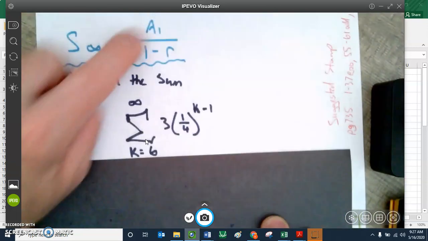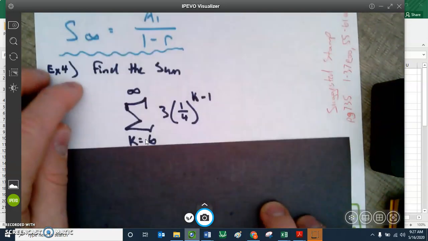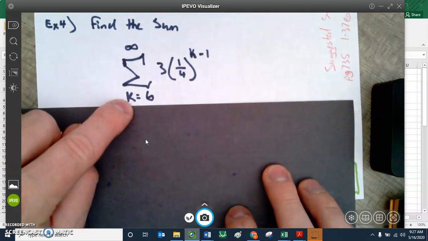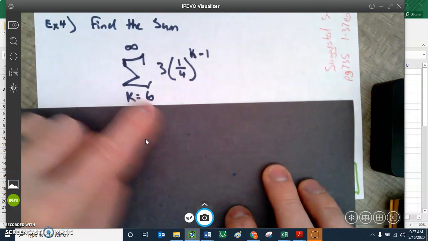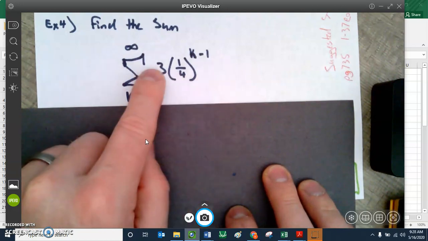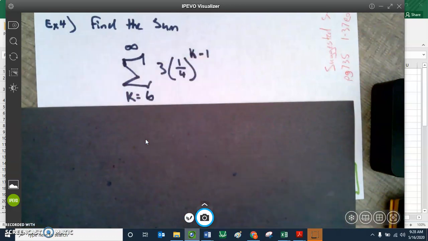Okay, in this formula, A1 is the first term of our sequence. It doesn't mean plug in a 1 all the time. It means plug in whatever this bottom number is. This will be the first term of my sequence. So I'll come up here and I'll plug in a 6. 6 minus 1, 5. 3 times 1 to the 5th over 4 to the 5th, that sort of thing.